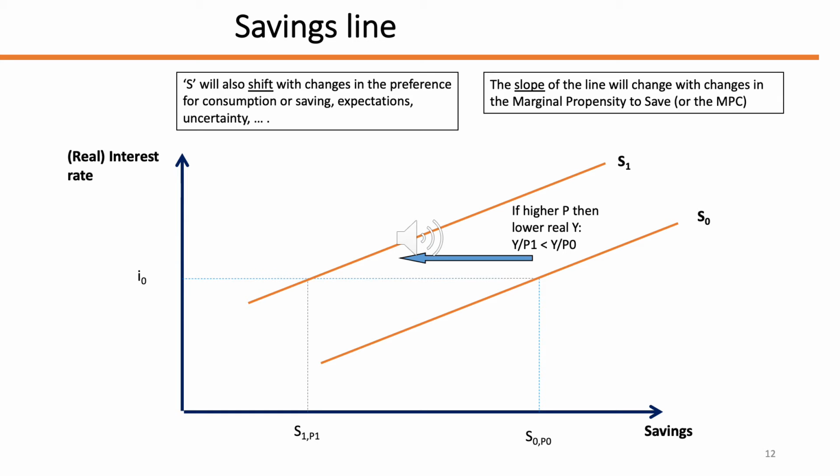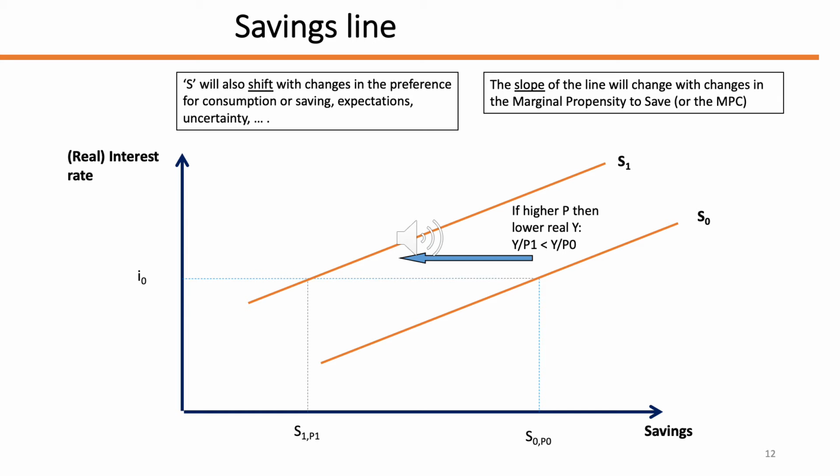And there will be shifts in the line if any of the other factors or variables affecting savings changes. So say that there is more uncertainty in the economy, greater political or economic instability, or higher prices in the economy. In those cases, we will have a shift in the savings line. We move from S0 here to S1, in this case for the negative.